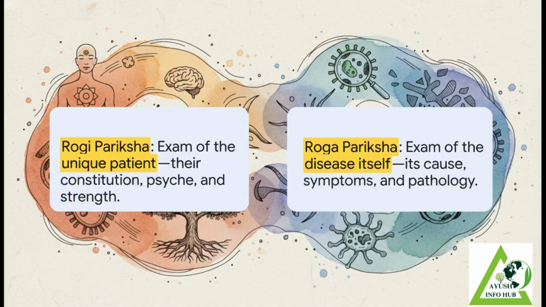Now this is where it gets really interesting. The data collection happens on two parallel tracks at the same time. You've got Roga Pariksha, that's the deep dive into the disease itself. But, and this is key, you've also got Rogi Pariksha, the examination of the patient. The system absolutely needs to understand the illness, but it equally needs to understand the unique person who has it.